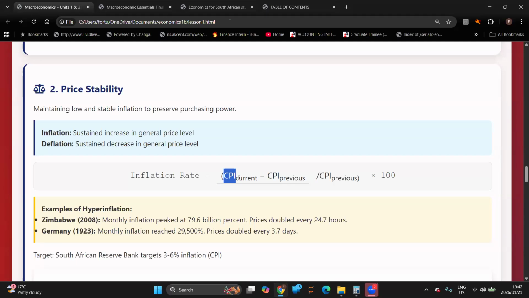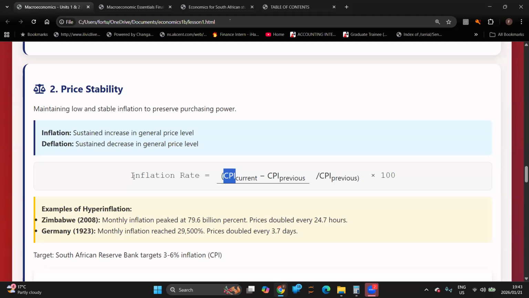So the CPI, the statistic that you'd have calculated from the explanations that I've just given: you take the current year's CPI minus the previous year's CPI, divided by the previous year's CPI, times 100, then you get what you refer to as the inflation rate. This inflation rate is very, very important because it is indicative of the cost of living within that particular economy.